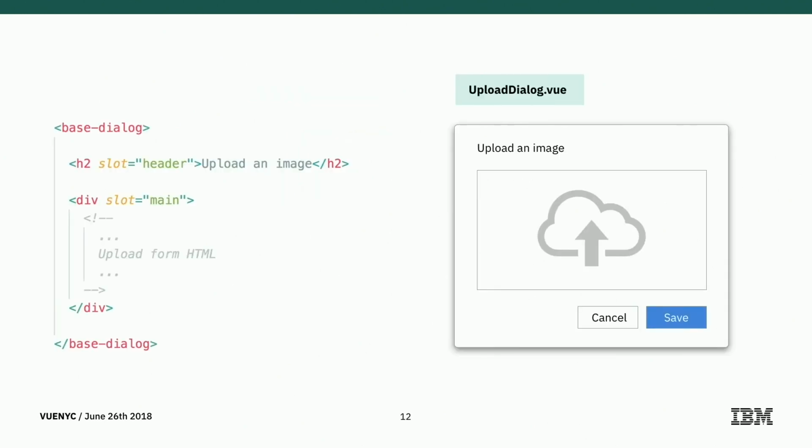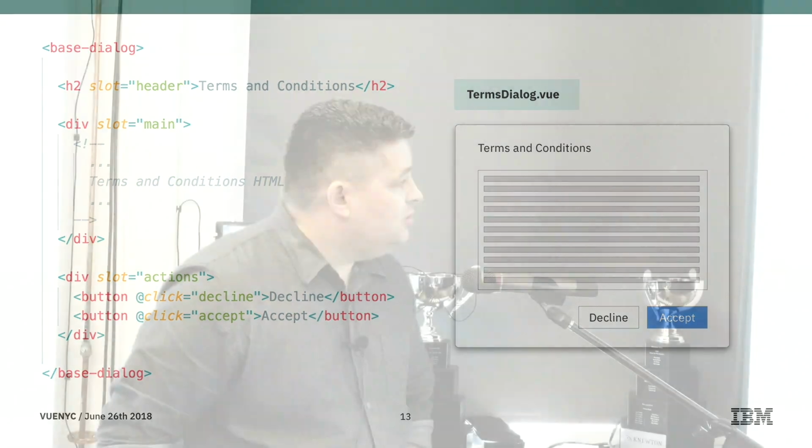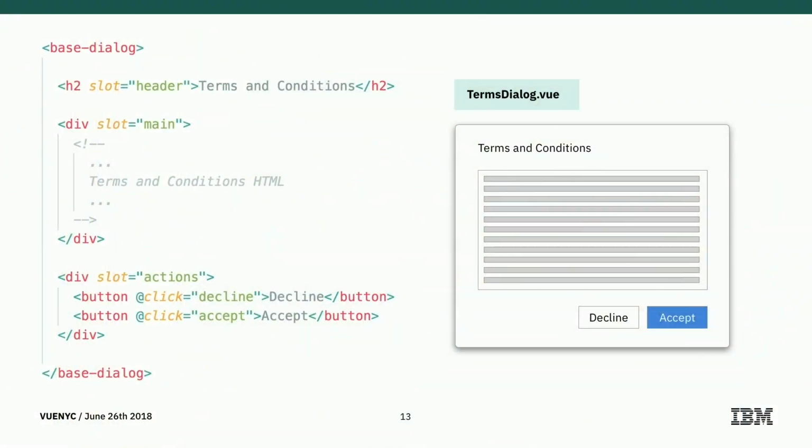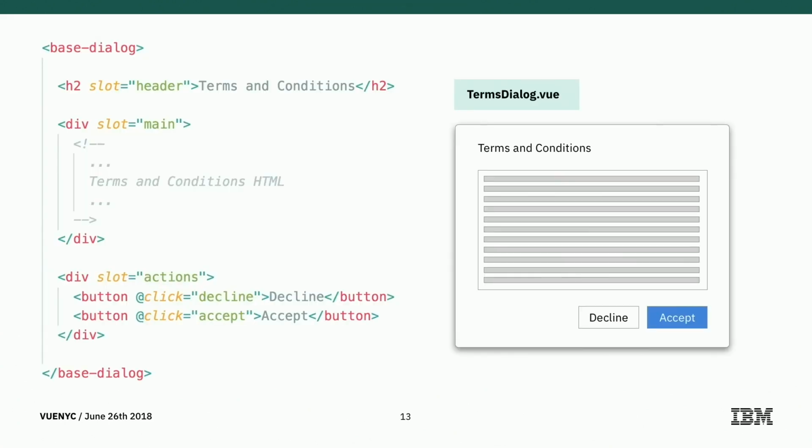And then if we look at the upload dialog, it's pretty much the same thing. We have the H2 that is our header, a slot that's the main, and then we don't need to insert that action slot. Now the terms and conditions is a little bit different because it had an accept and decline button, right? So all we have to do for that is just add in the slot and then put in whatever we want to override with what was in there before. So that's slots.